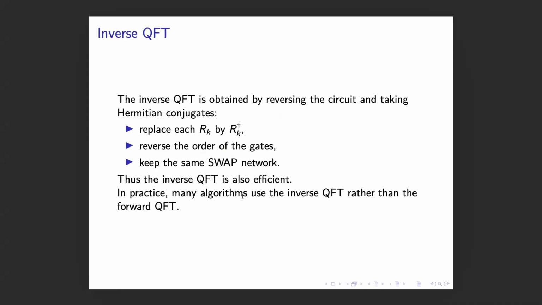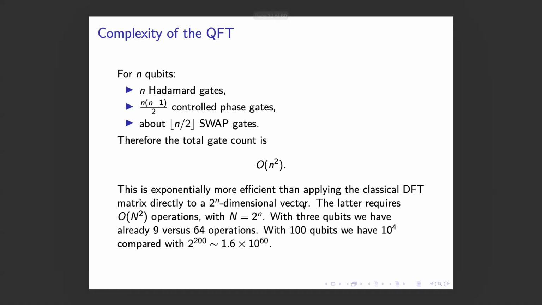So many algorithms actually use the inverse rather than the forward quantum Fourier transform. This is the count which I wanted to bring up before we move on. I promised that one. If we have n qubits, you see now that we will roughly have n Hadamard gates. We're going to have n times (n minus 1) divided by 2 controlled phase gates. And then we have the swap gates.